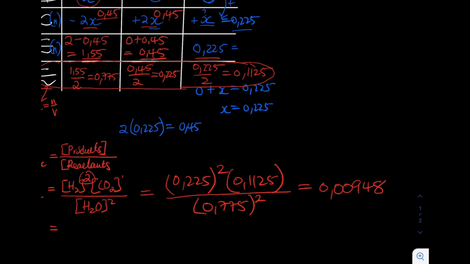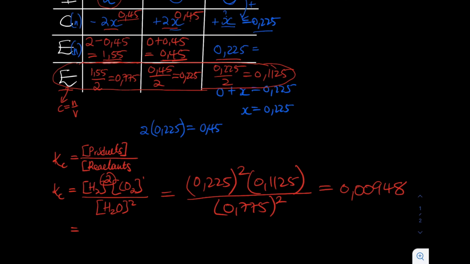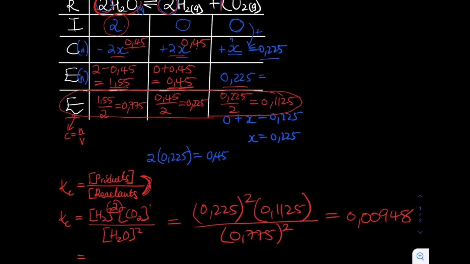0.0948. Guys, what we need to remember, the Kc value has no units because it's a ratio of concentration. This is the ratio of concentration of product and reactant, so it won't have units. So that's the answer that you are required to answer in 6.2.